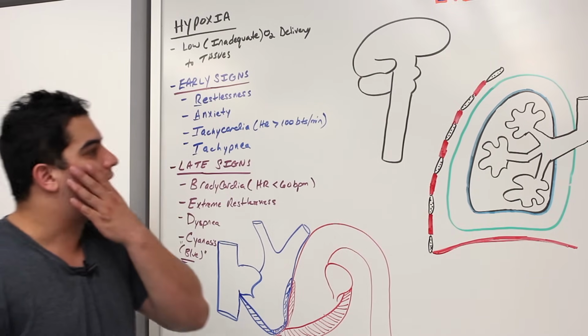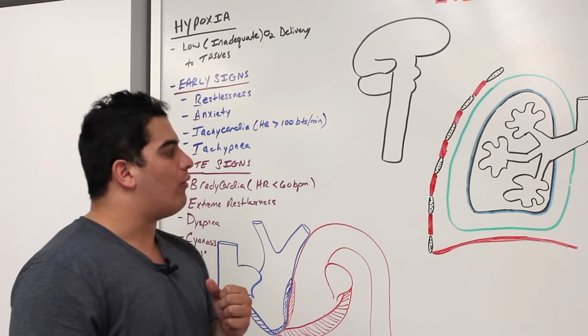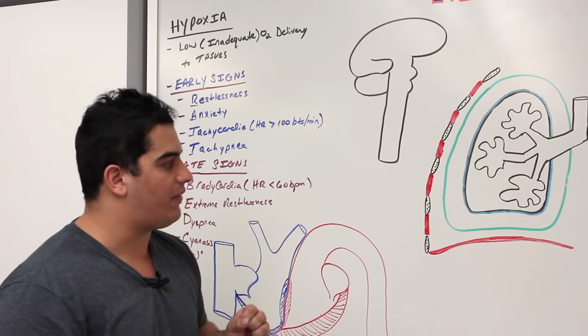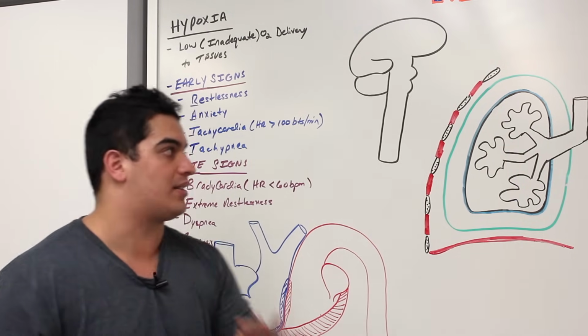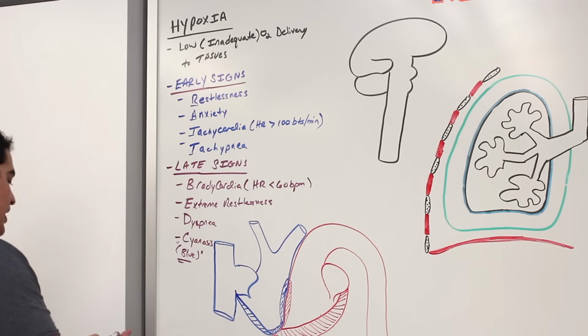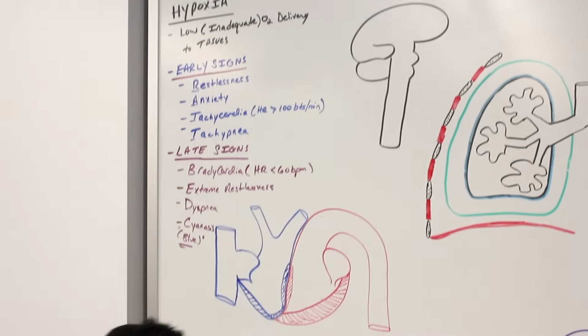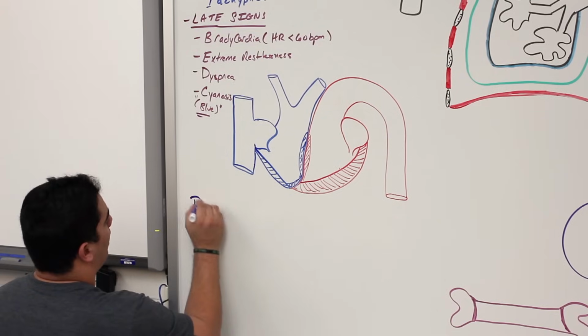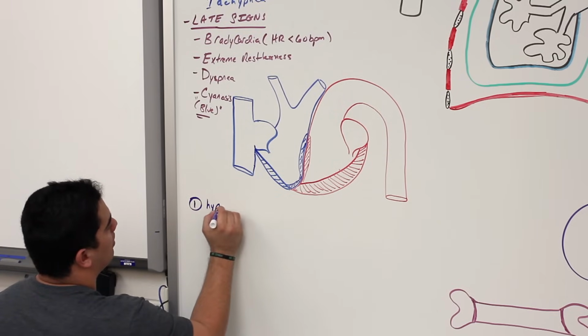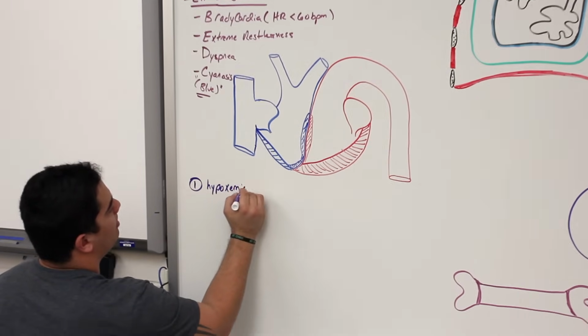Okay, so that's hypoxia. Now the next thing I want to go over is I want to talk about specifically the 4 types of hypoxia. First, let's list off the 4 types of hypoxia. So the 4 types of hypoxia that I want to talk about in this video is going to be, we're going to talk about hypoxemic hypoxia.